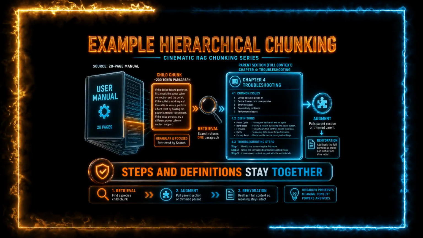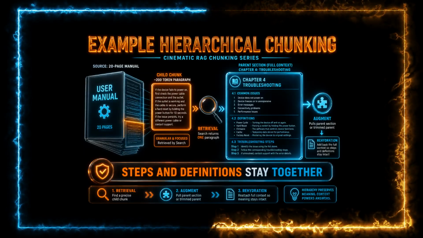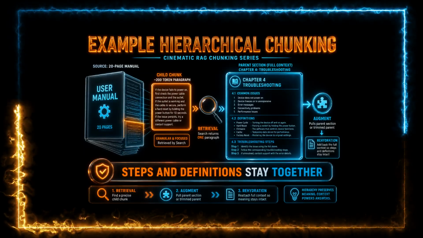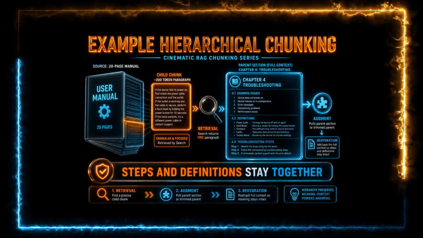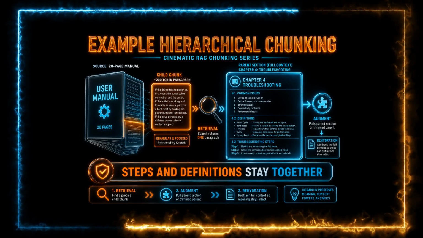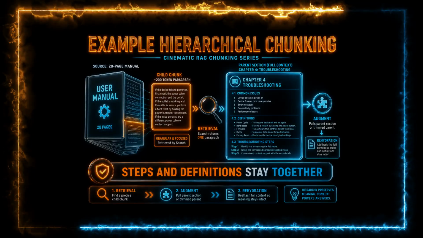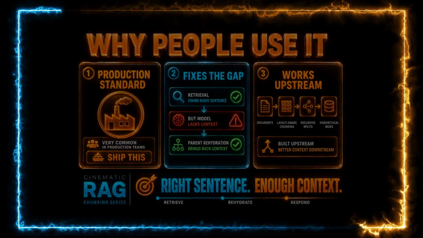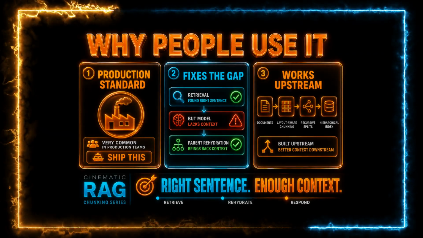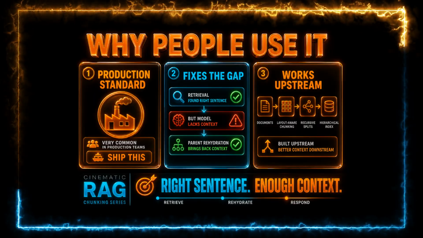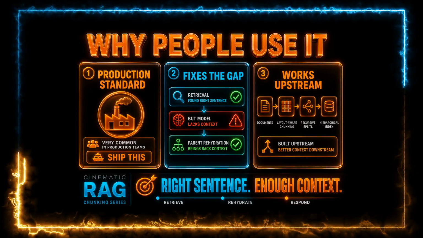Example, a 20-page manual. Children are approximately 200 token paragraphs. Parent is the full Chapter 4 troubleshooting section. Retrieval returns one paragraph. Augment pulls in the parent section or a trimmed parent, so steps and definitions stay together. Why people use it. Very common in production. Fixes: retrieval found the right sentence, but the model lacks context. Works well with layout-aware or recursive splits upstream.